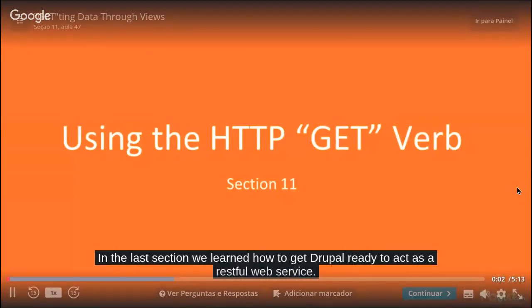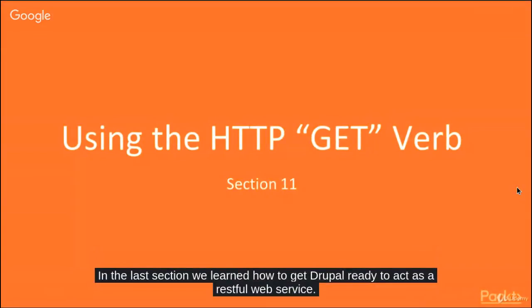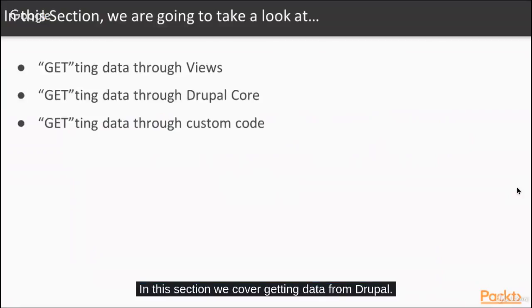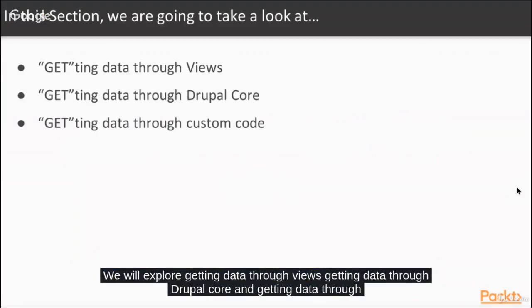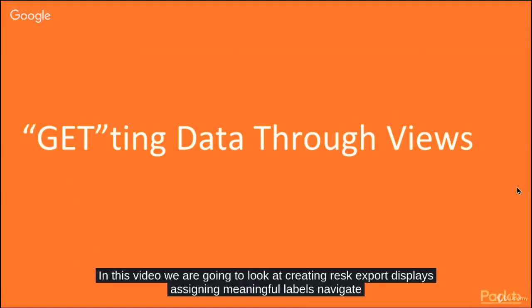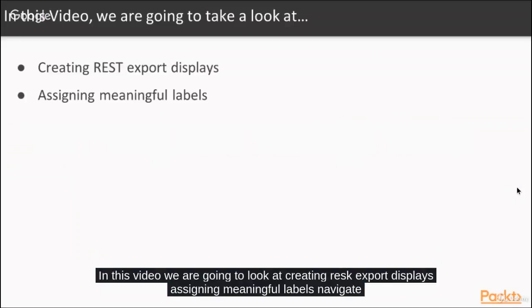In the last section, we learned how to get Drupal ready to act as a RESTful web service. In this section, we cover getting data from Drupal. We will explore getting data through views, getting data through Drupal core, and getting data through custom code. In this video, we are going to look at creating REST export displays, assigning meaningful labels.